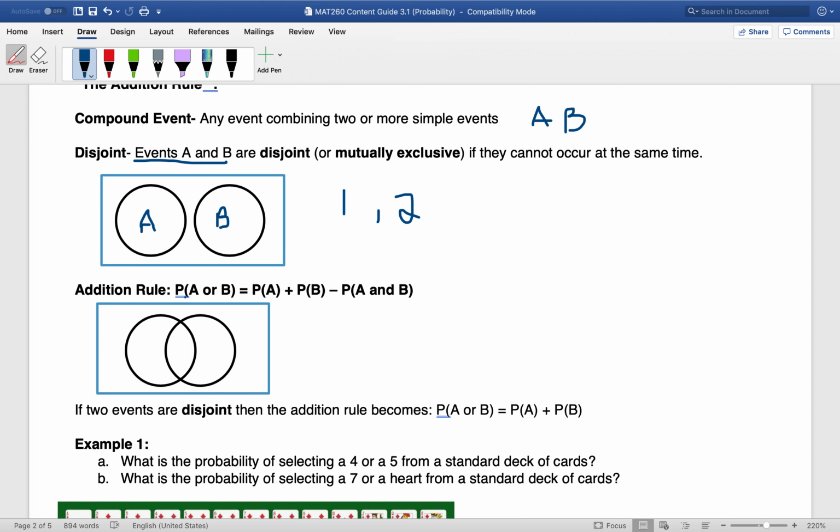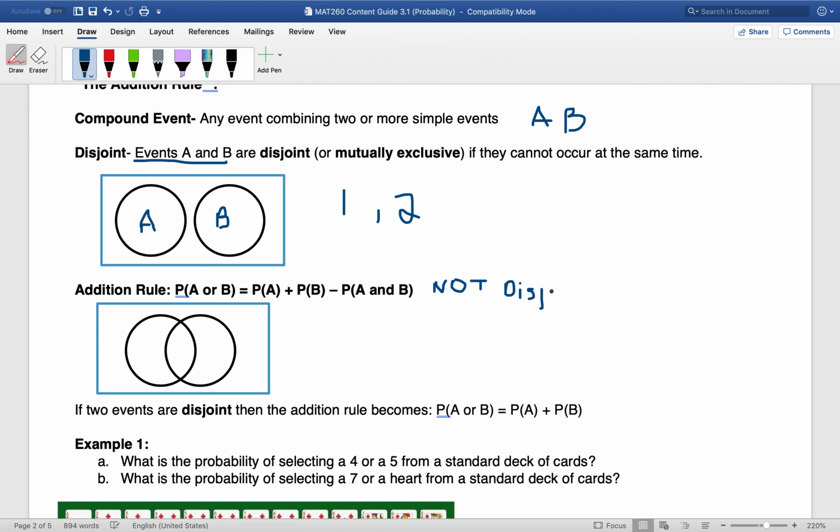So the addition rule has two versions. There's the normal version, which is the probability of A or B equals the probability of A plus the probability of B minus the probability of A and B. Now, this is the rule when the events are not disjoint. So if the events are not disjoint, we will use this equation.